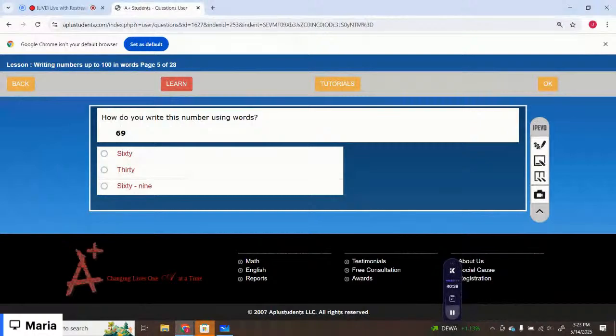How would you write this number using words? That is 69. The last option is the correct option. Very good.